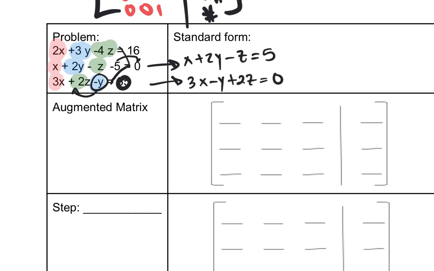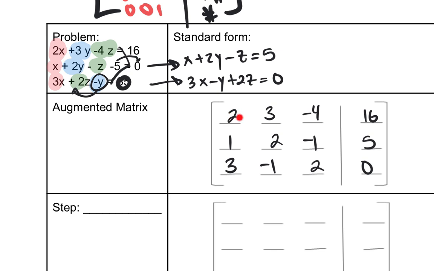Now that it's good to go, we're going to bring those numbers down. 3, negative 1, 2, 0. 1, 2, negative 1, 5. Again, I'm just getting the numbers in front of the letters in that order. And I have 2, 3, negative 4, and 16. Now we're going to focus on the goal.